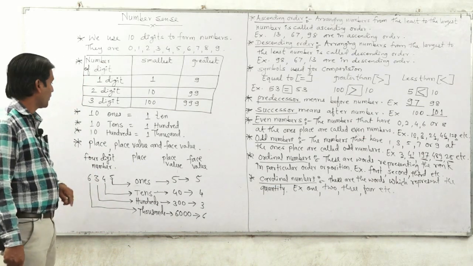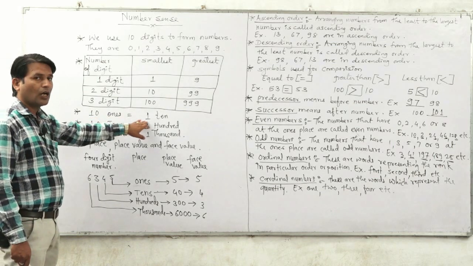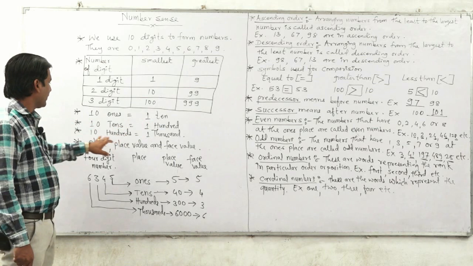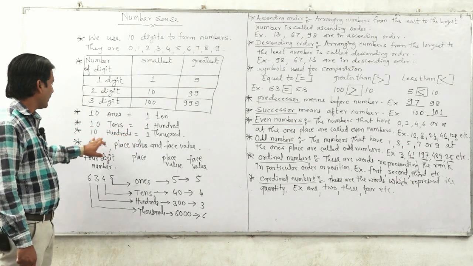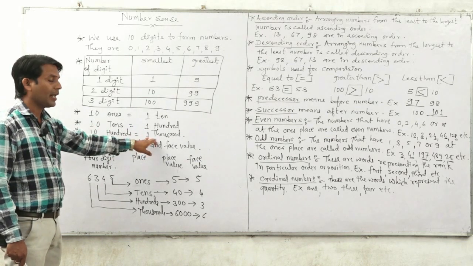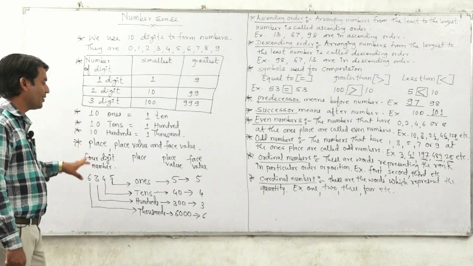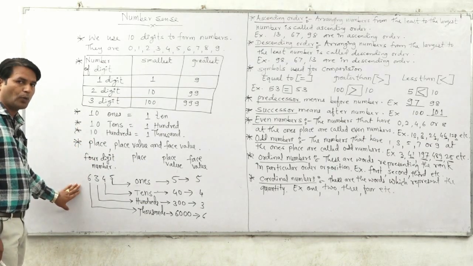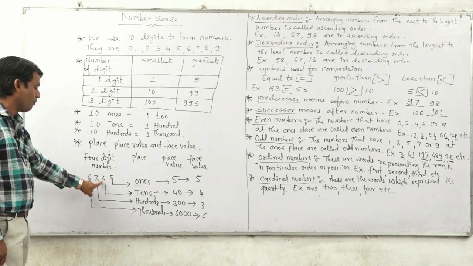After that, 10 ones equal 10. 10 tens equal 100. 10 hundreds equal 1000. Then place value, face value and place of the digit in the given number. So there is one number, 6345.